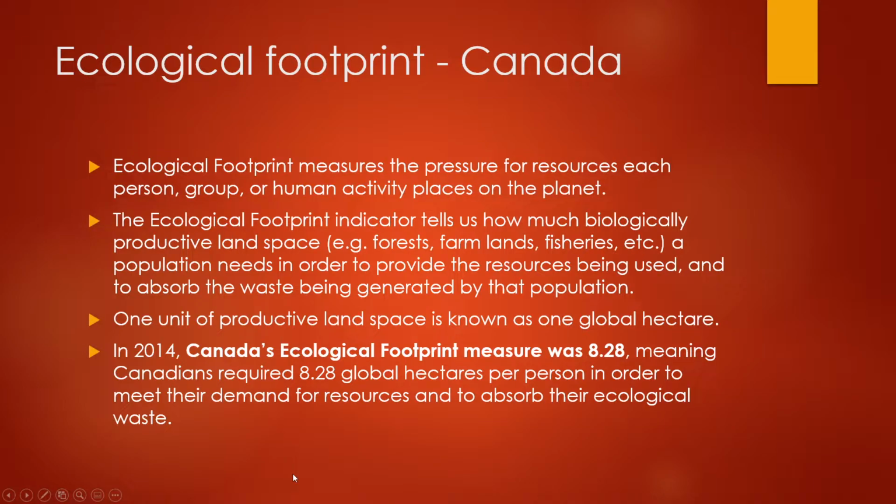The ecological footprint measures the pressure for resources each person, group, or human activity places on the planet. The ecological footprint indicator tells us how much biologically productive land space a population needs in order to provide the resources being used and to absorb the waste being generated by that population. So that includes landfills as well. 1 unit of productive land space is known as 1 global hectare. In 2014, Canada's ecological footprint measure was 8.28, meaning Canadians required 8.28 global hectares per person in order to meet their demand for resources and to absorb their ecological waste.